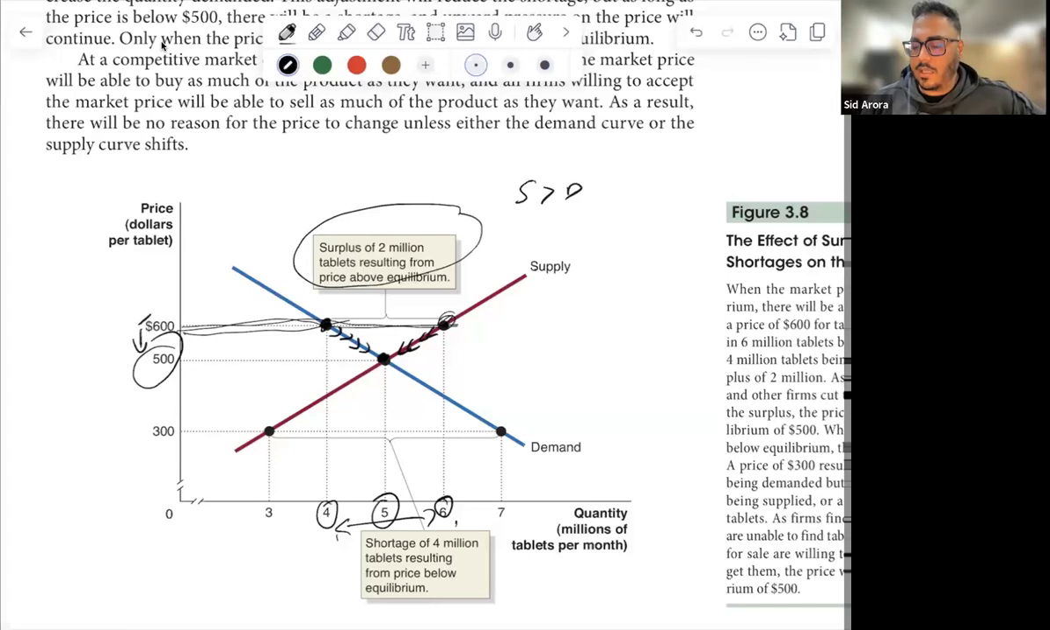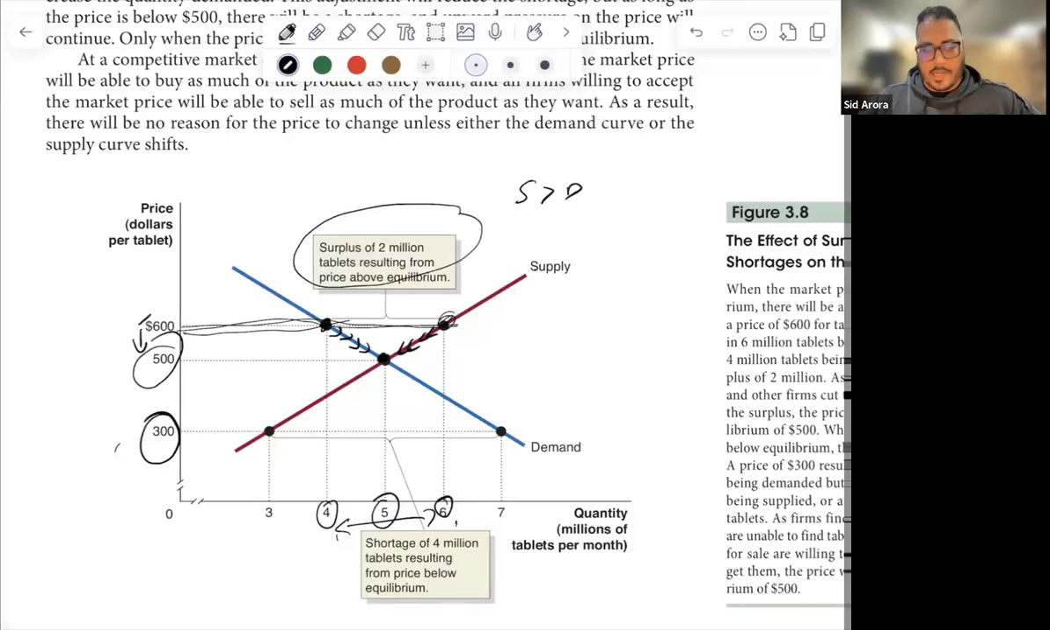And then the other scenario is going to be shortage. Let's say now the price is at 300. So 500 is our equilibrium, we know. So if we're not at equilibrium, either it's because the price is higher than 500 or it's lower than 500. When it's higher, it's a surplus. When it's lower, it's a shortage. So in this case, we're looking at 300 as an example.